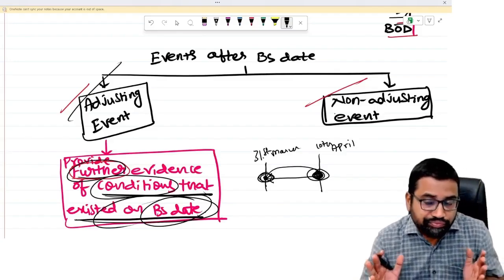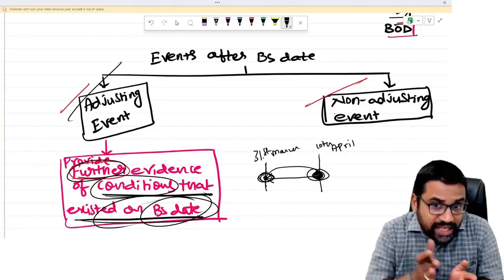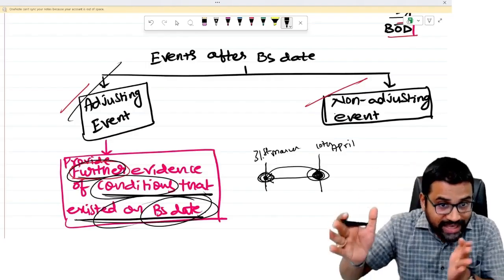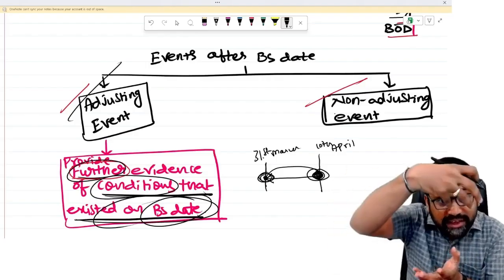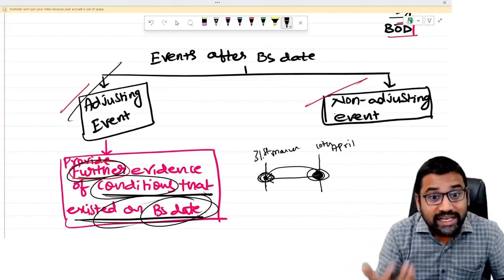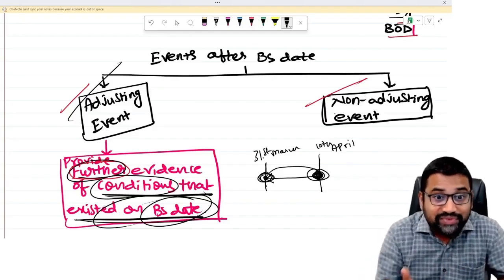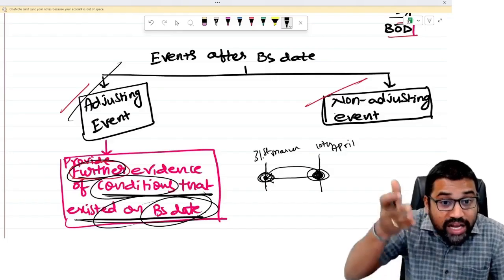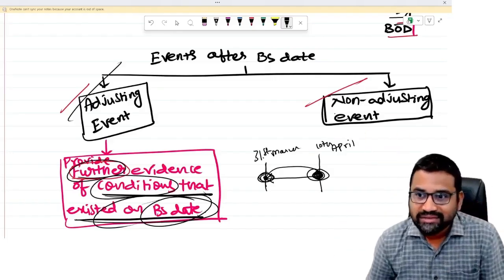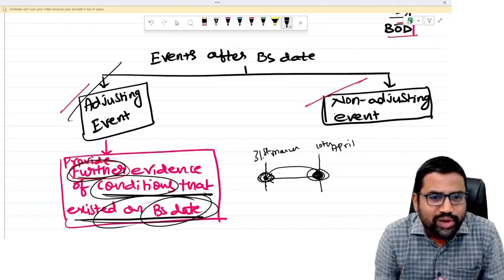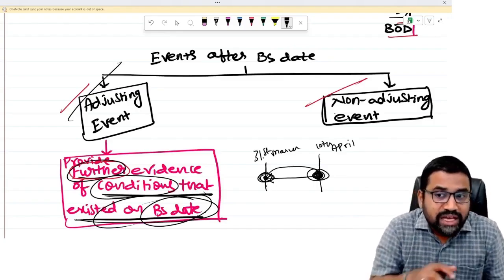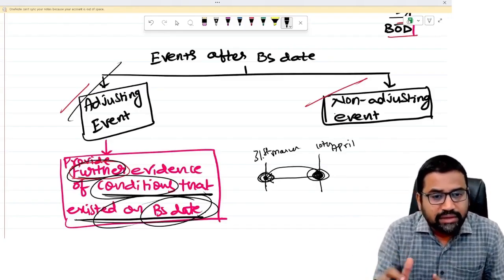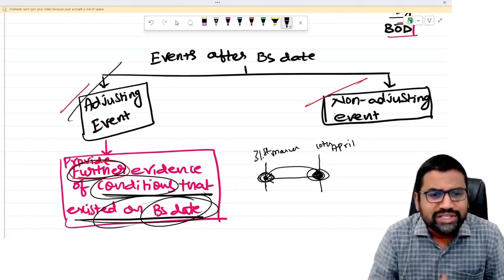So what is an adjusting event? An event which happened within that gap, and it is providing additional evidence. Additional evidence means new evidence, further evidence which is not there with us in respect of the conditions already there on the balance sheet date. Suppose, sir, on the balance sheet date there is no condition, there is no situation. That means a completely new event happened. Then it is not an adjusting event, it will become a non-adjusting event.